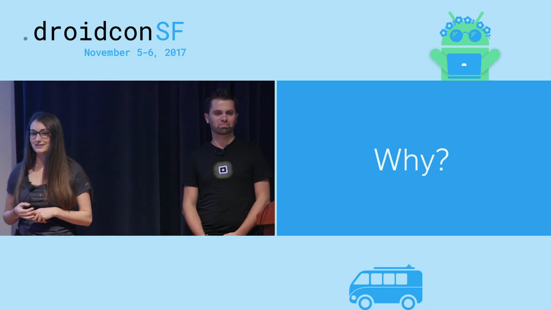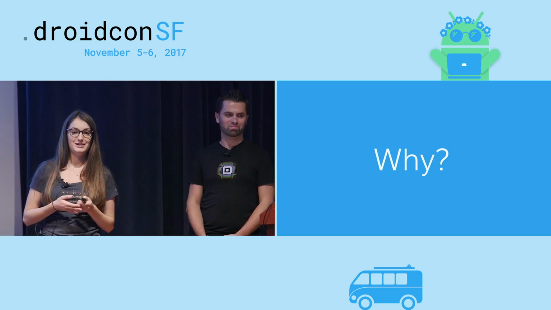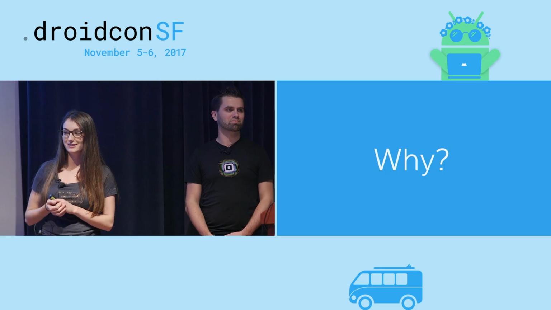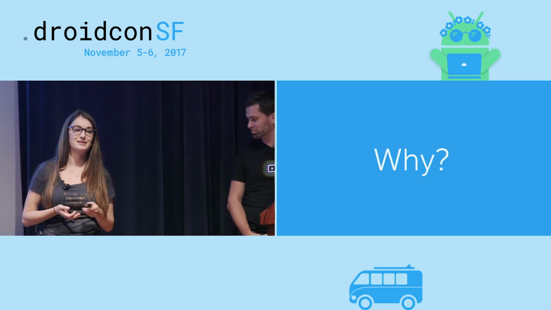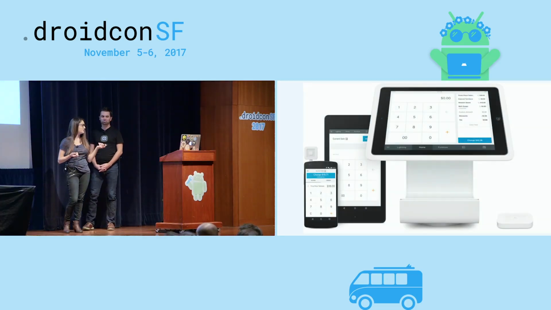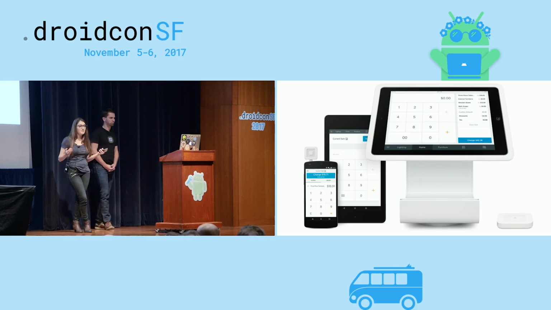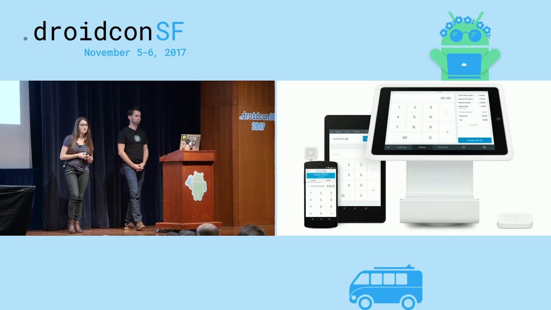So why are we doing this? Once upon a time, Square only had one product, right? You've probably all seen it. It's a little credit card reader that plugs into your phone and you take payments. But eventually, we built a whole suite of products around this. We have a whole point of sale app, which has a ton of functionality, things like invoices, item management, employee management, things that you don't want in every app.